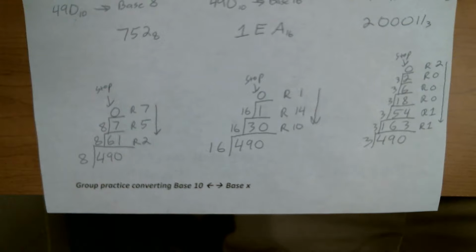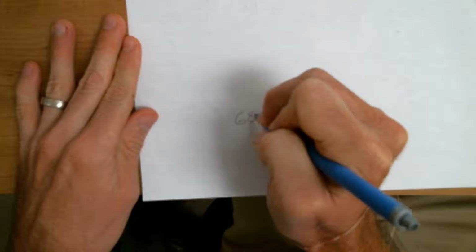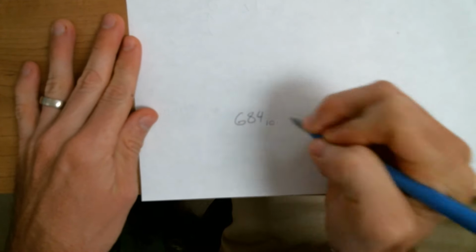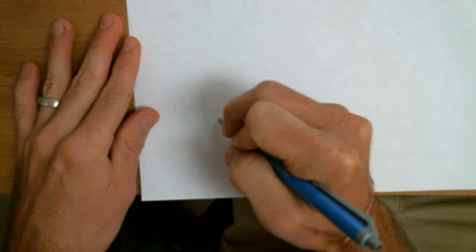All right. So what I'd like to do now is just explain why this division algorithm works, because it's one thing for you to just be able to carry it out. It's another thing for you to actually understand how it works and what it's actually doing. So let's just pretend that we have 684 base 10, and we want to convert that to base 8.